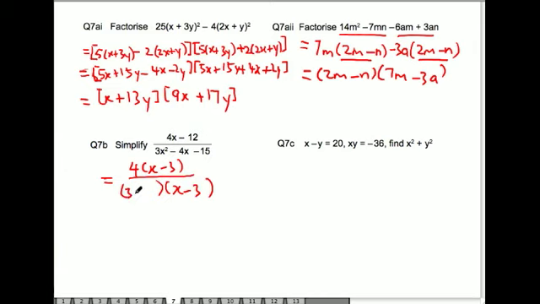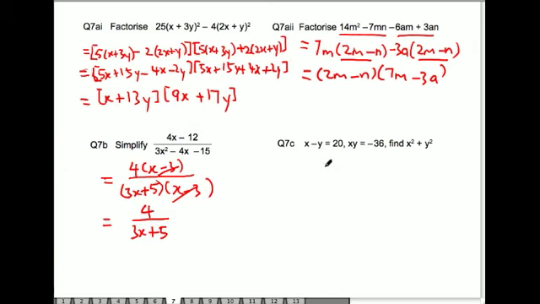The other factor is therefore 3x, since 3x times x gives 3x squared, and this must be a positive 5, because positive 5 times minus 3 will give you minus 15. Now we cancel the common factor to give us the result 4 divided by 3x plus 5.